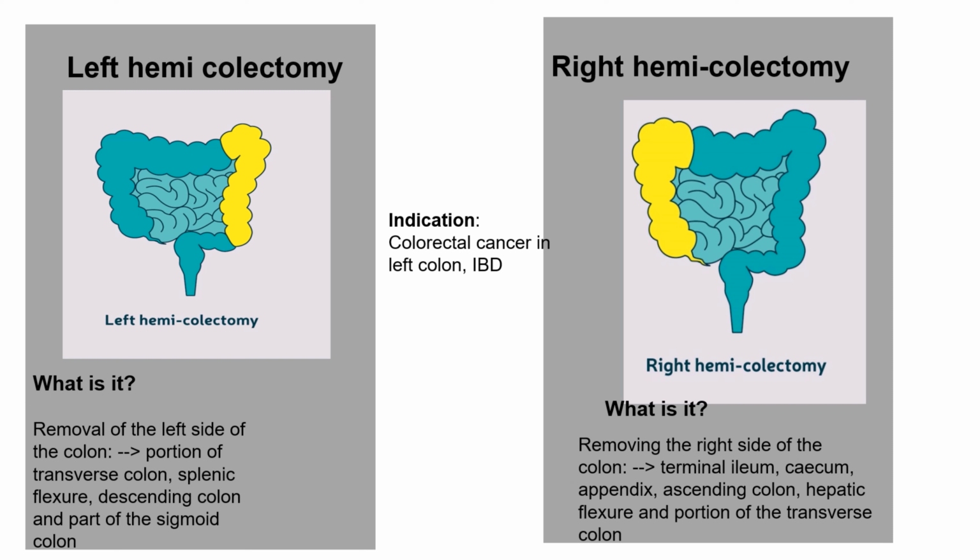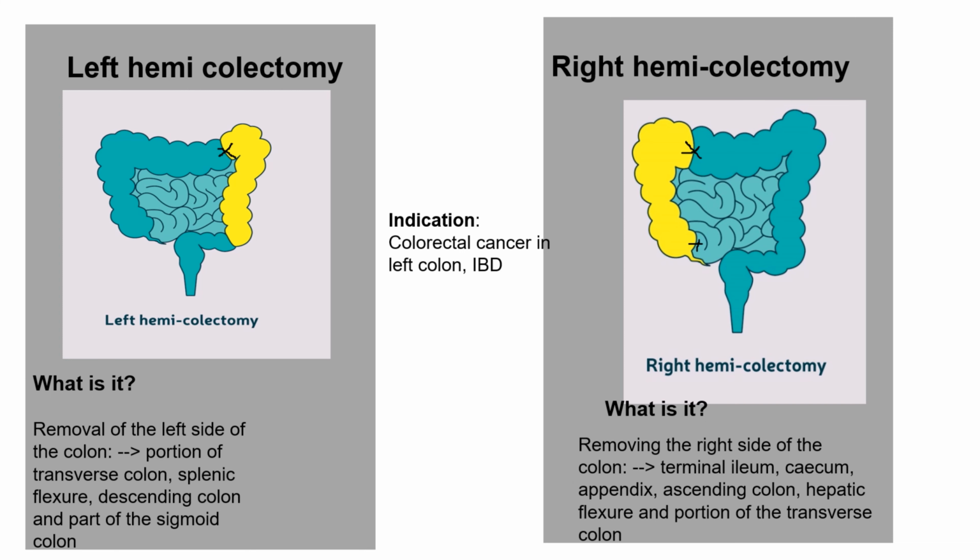That's why you would get a loop ileostomy or a loop colostomy, because you would get a double lumen. So this part of the ileum would come out and this part of the colon would come out into the abdominal wall to form a stoma. So a left hemicolectomy will need a colostomy, and that's because the colon will be brought out into the abdominal wall. And in a right hemicolectomy, this leaves the ileum to be unattached, so that an ileostomy will be needed.